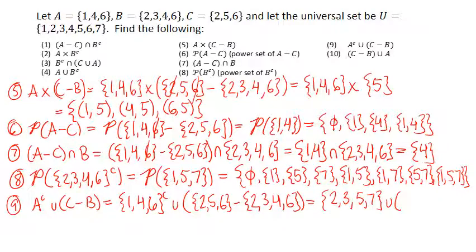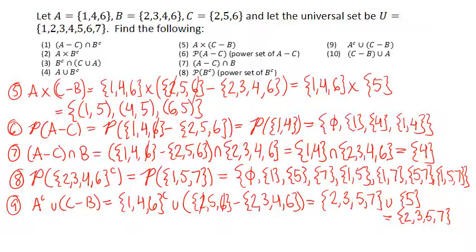I'm going to take everything in {2, 5, 6}, and take away everything that was in {2, 3, 4, 6}. So I take away the 2 and the 6, and that leaves me with {5}. I don't really need these parentheses here. Now I'm doing the union of {2, 3, 5, 7} with {5}. I'm just going to put those two together, but 5 is already in the first one. So this is just {2, 3, 5, 7}.